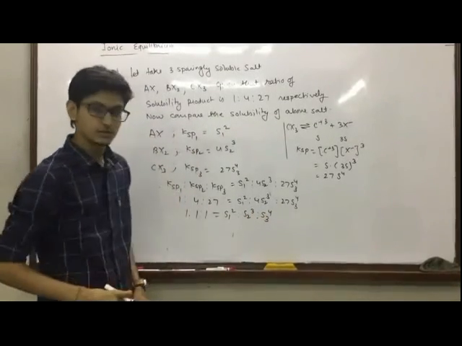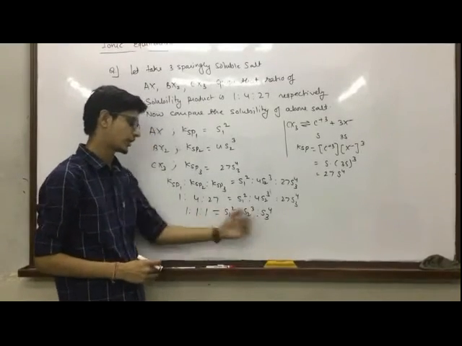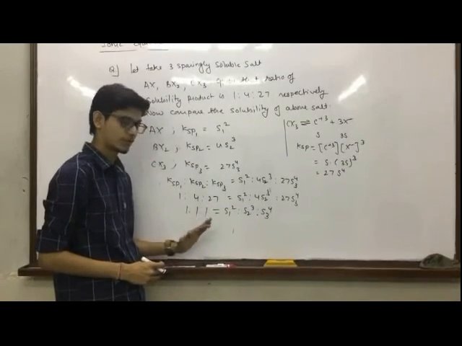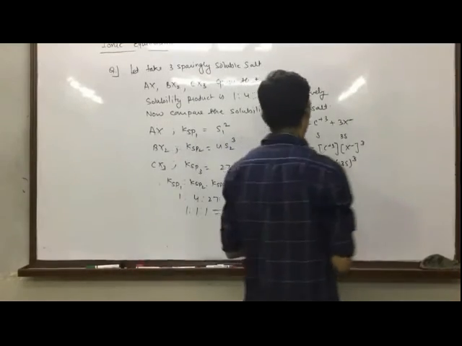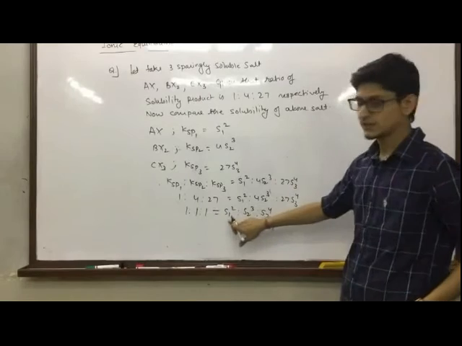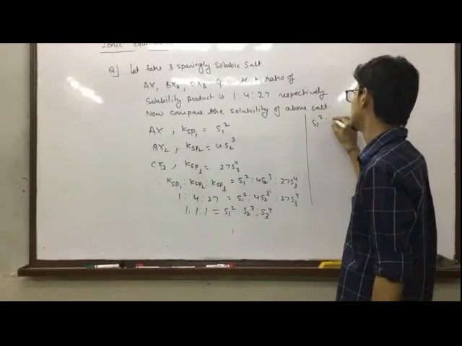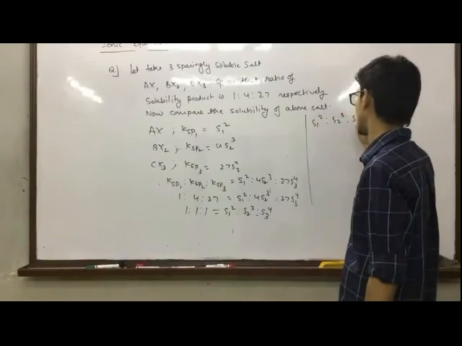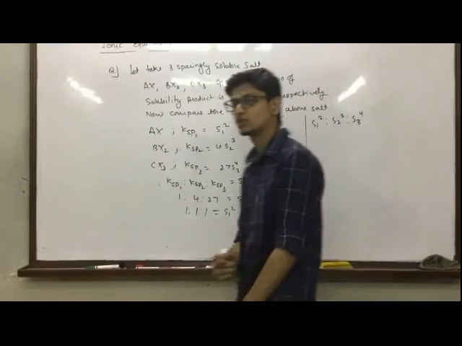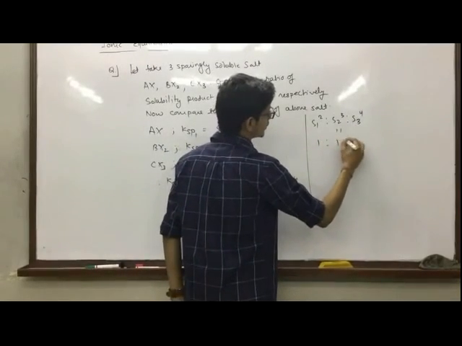After this, many students conclude that the solubilities are equal, S1 equals 1, S2 equals 1, S3 equals 1. Be careful from here. We get the ratio of S1 squared, S2 cubed and S3 to the power 4. We know that the solubilities are very low because we have taken sparingly soluble salts. So the ratio is 1:1:1, correct?